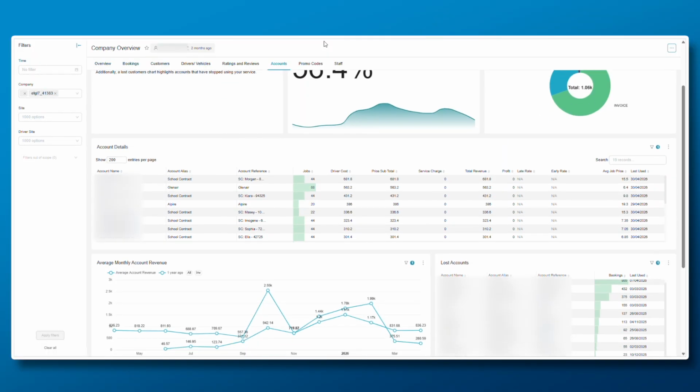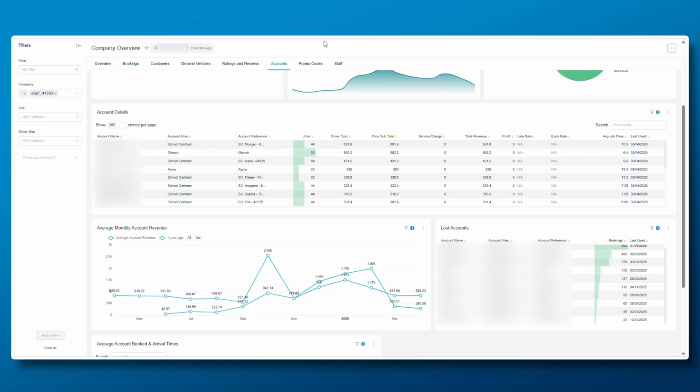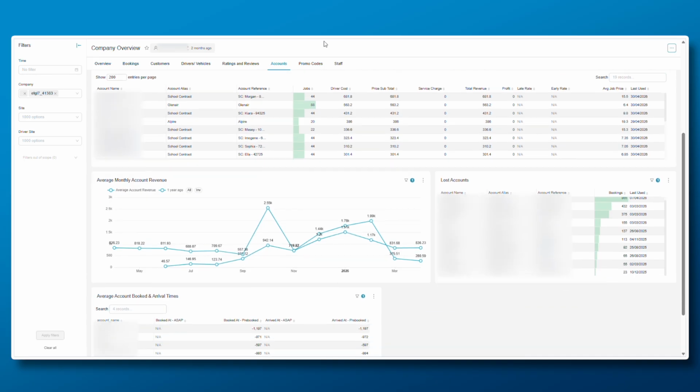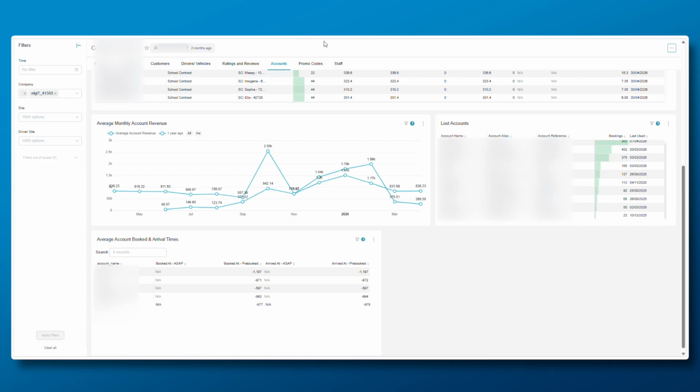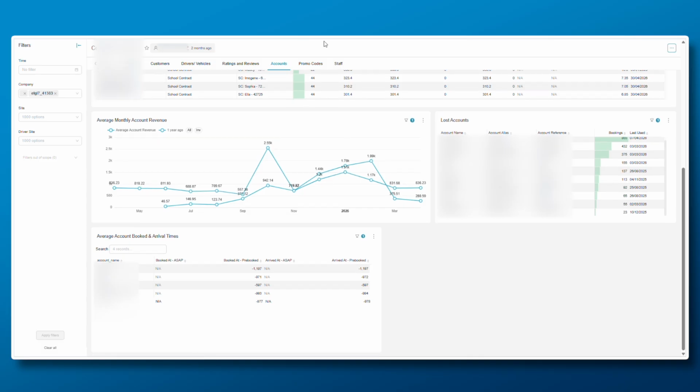The account work dashboard focuses on your account-based business and how it's performing. You can see the proportion of work coming from accounts along with key metrics like profitability, late rates and total jobs. It also allows you to track account revenue over time and compare it year on year, giving you a clear view of growth or decline. Importantly, it highlights accounts that have stopped using your service, giving you the opportunity to take action and win that business back.